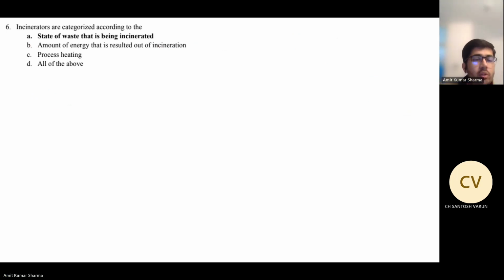Question number 6. Incinerators are categorized according to. So we have seen incinerators in our class. They are categorized according to option A, state of the waste that is being incinerated; B, amount of energy that is resulted out of the incineration; C, the process heating; and D, all of the above. Try to think about it.